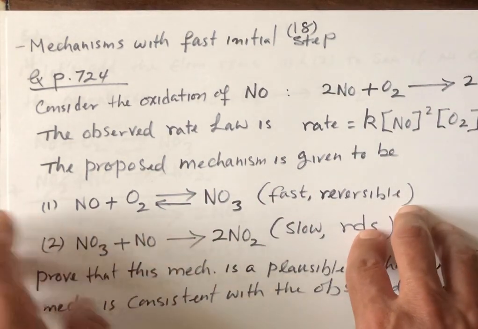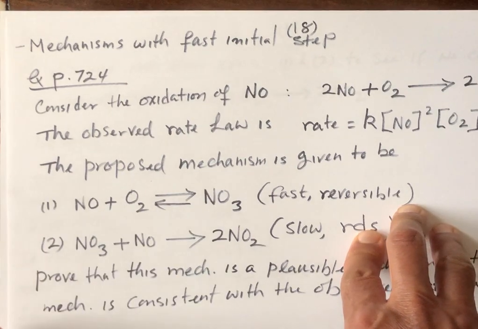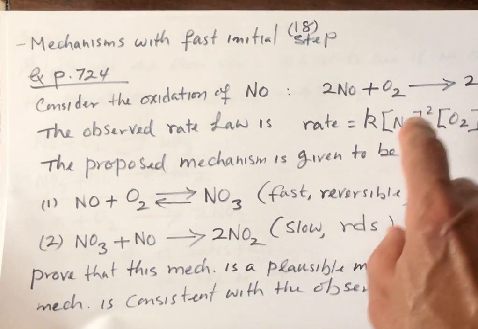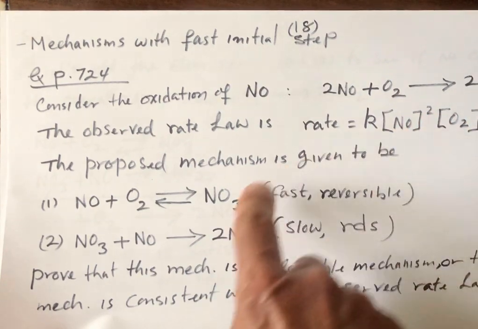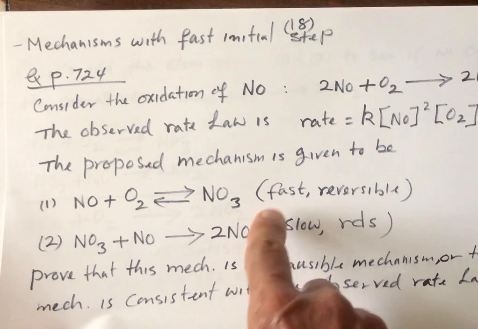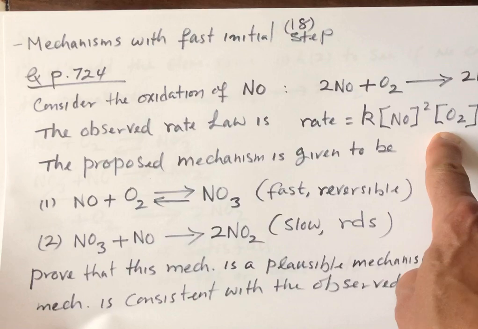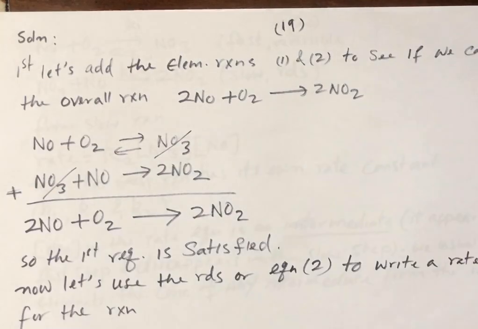Okay, so I think in the next, and the question actually is prove that this mechanism is consistent with this rate law. So in other words, we're going to use these two steps or the mechanism to prove that the rate law that we observed in the experiment is correct. Okay. So this is how we prove that the mechanism is consistent with the observed rate law.